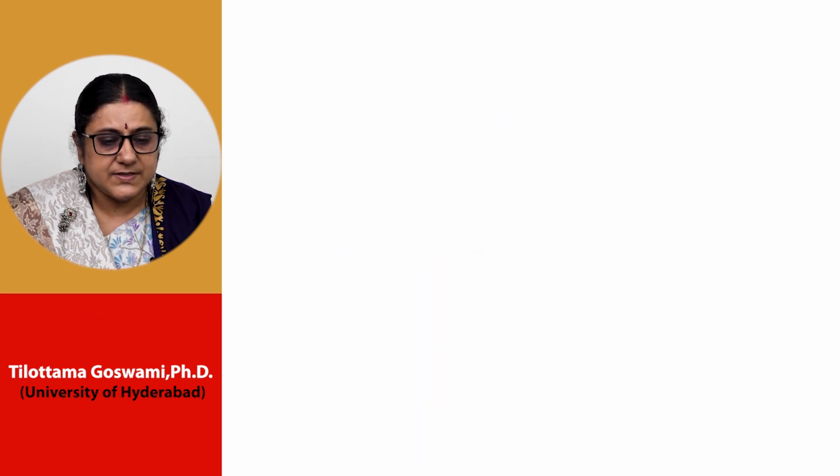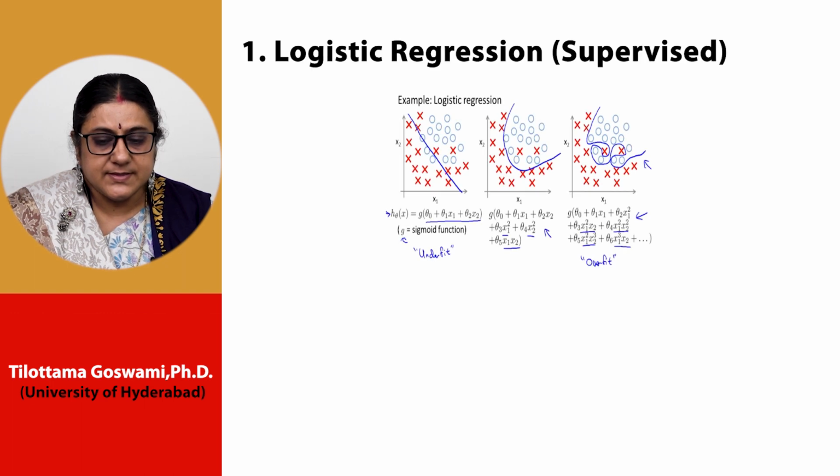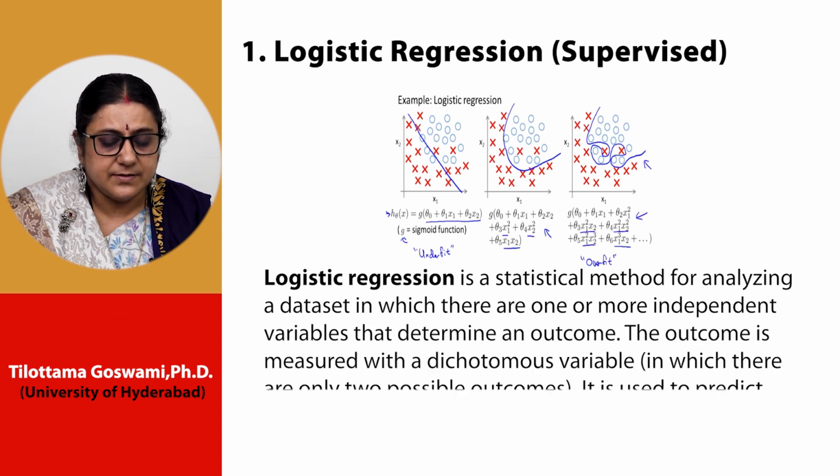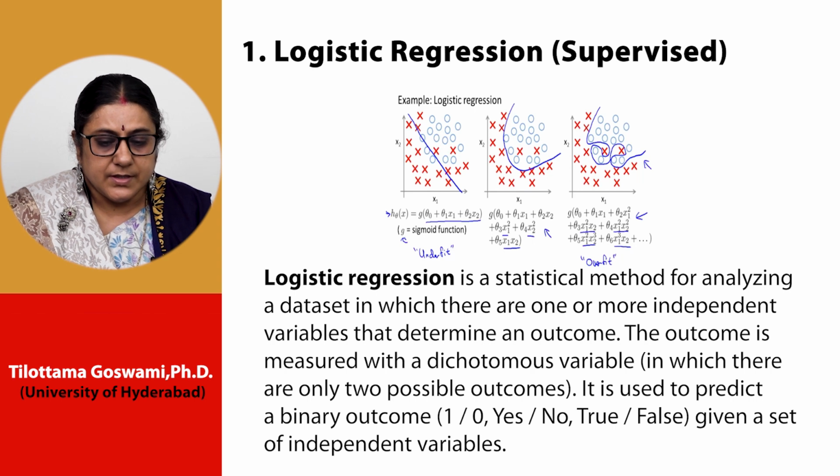First, supervised logistic regression. This is a statistical method where there are one or more independent variables and we determine an outcome. The outcome is measured where there are only two possible outcomes, predicting a binary 1, 0, true or false. The function h theta of x is equal to a function g which takes input parameters, and the inputs are x1 and x2. The g is any one of the functions, here it is the sigmoid function.